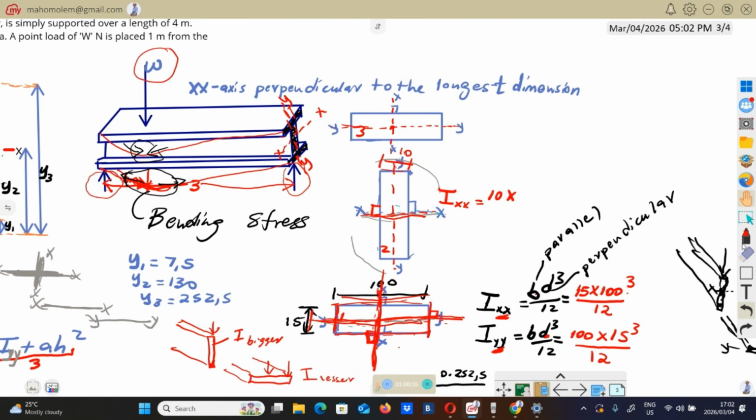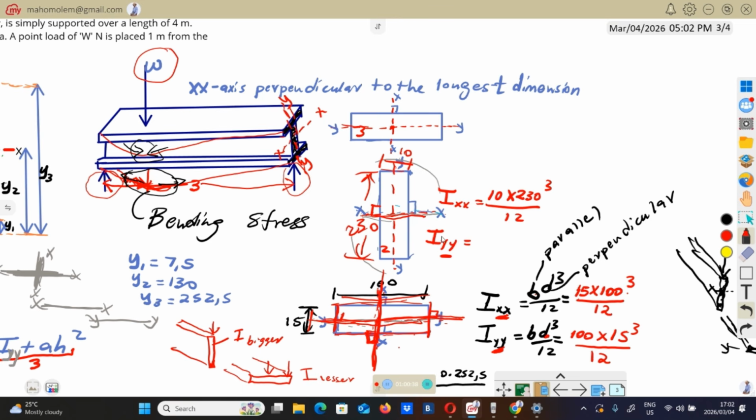So from here to there is 230. So 230 is perpendicular to XX. So you will have 230 raised to the power 3 over 12. That will be IXX.